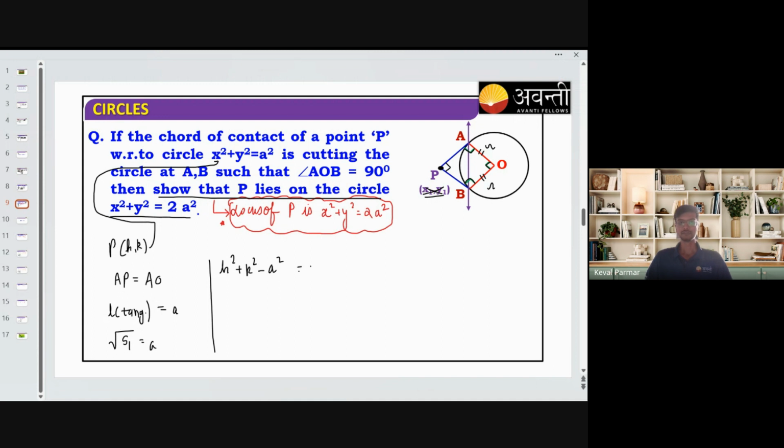If we square on both sides, we'll get a square. So that means h square plus k square is equal to 2a square. Now in the last step of locus, we replace h by x and k by y. x square plus y square is equal to 2a square. So this is the equation of locus, hence proved.